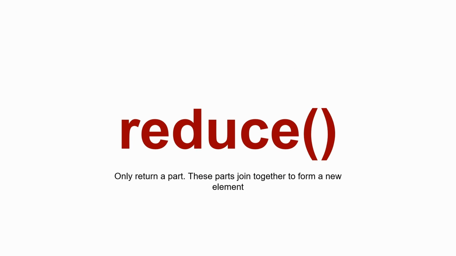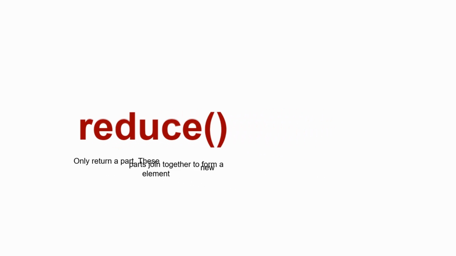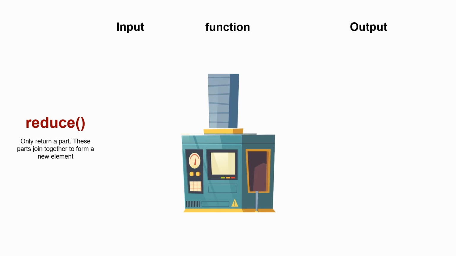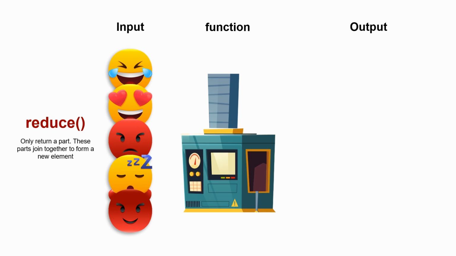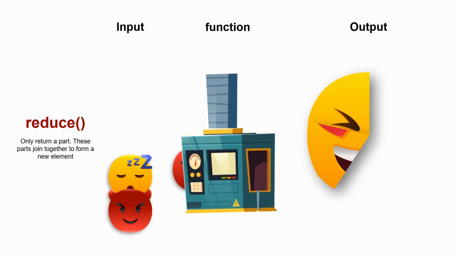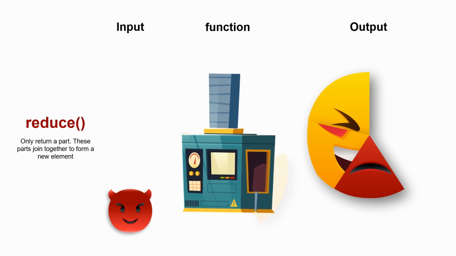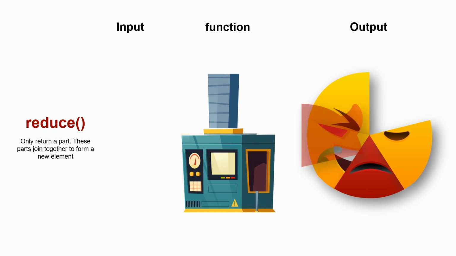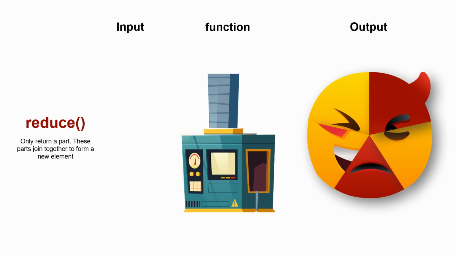Another useful array method or array function is reduce. It will only return a part, and these parts join together to form a new element. The reduce function will only return a small part from each element. These parts will join together to form a new element, and in the end we will get a very new result containing all the parts. The reduce function is more useful in cases like calculating the total amount in the cart where each item's price is separate.